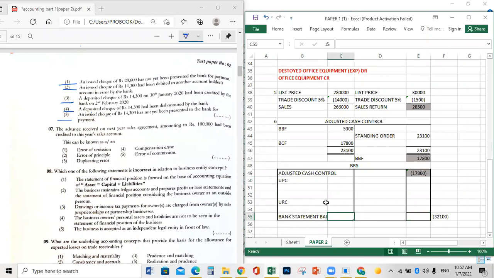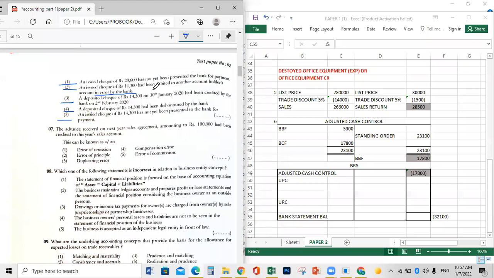An issued check 14,300 had been debited in another account holder's account in error by the bank. Is it an error done by the bank or the business? Read, you can't make a mistake there. They have specifically told you. Still you are all making mistakes. Guys, they are telling you it's an error done by the bank.